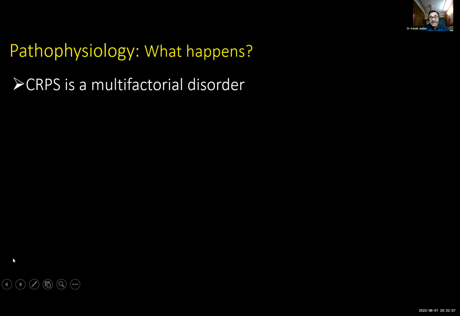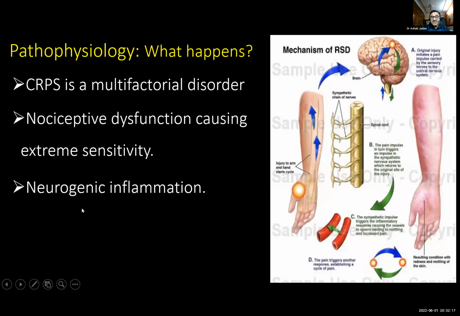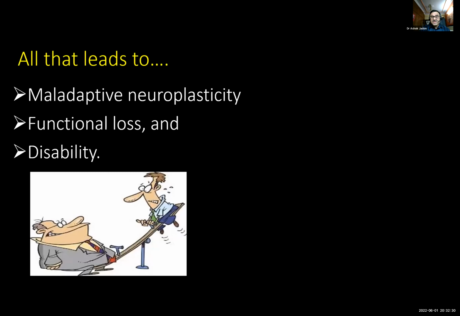So what happens in this disease? CRPS is actually a multifactorial disorder, and there is a nociceptive dysfunction which causes extreme sensitivity. It brings about neurologic inflammation, which causes CNS and ANS deregulation, leading to vasomotor dysfunction, and all that leads to maladaptive neuroplasticity. And the outcome is functional loss and disability.